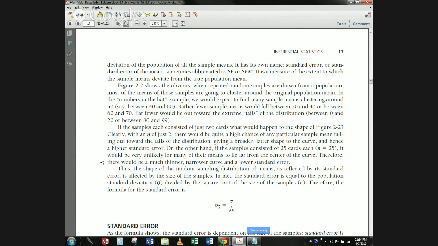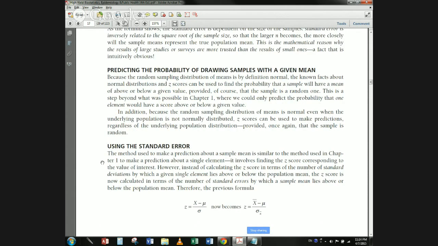Standard error. As the formula shows, the standard error is dependent on the size of the samples. Standard error is inversely related to the square root of the sample size, so that the larger the n becomes, the more closely will the sample means represent the true population mean. This is the mathematical reason why the results of large studies or surveys are more trusted than the results of small ones, a fact that is intuitively obvious.